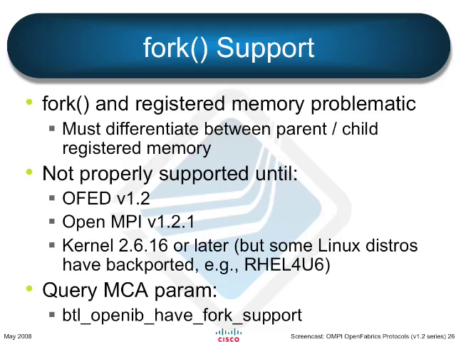So for example, Red Hat 4 Update 6 is a 2.6.9 kernel, but they have the right stuff in there to make this work. Now, when fork is supported, it's still problematic, shall we say. You can fork, but I would advise the only thing you really do is exec after that.